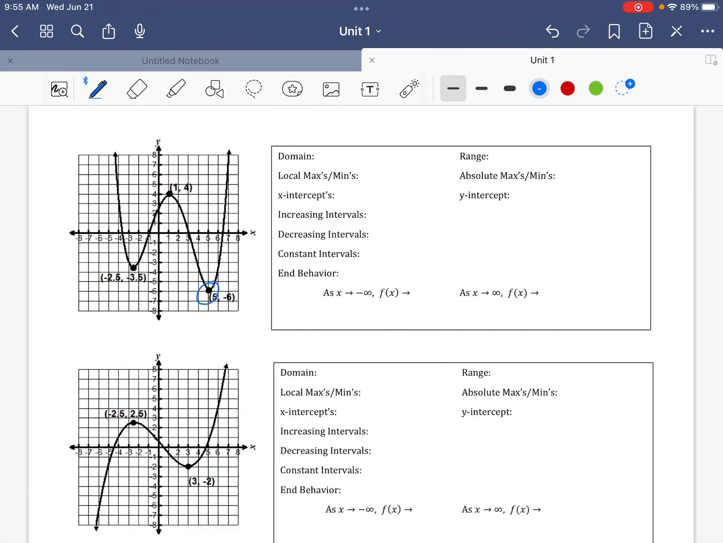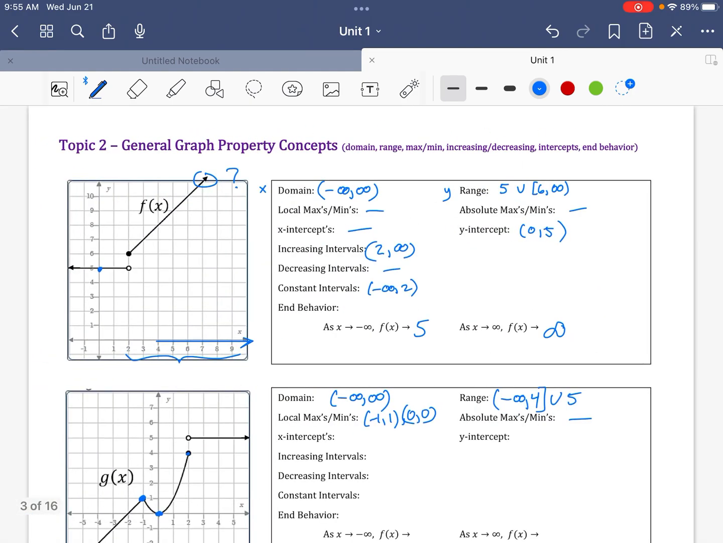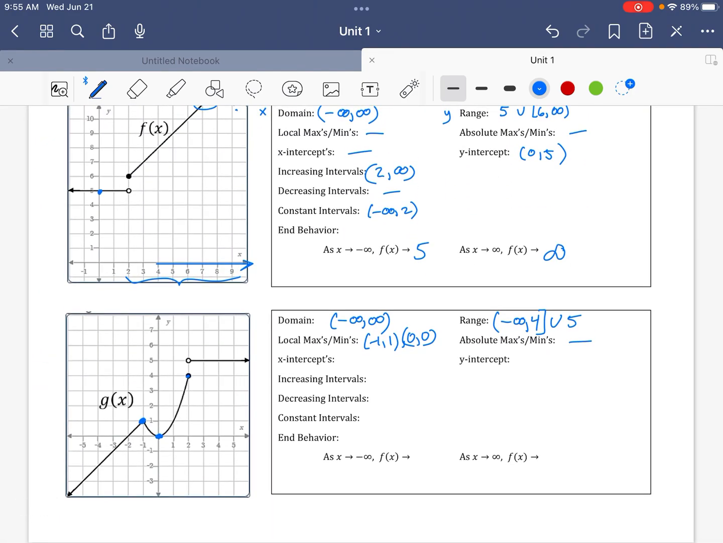This is an absolute minimum because it's the lowest point on the whole graph. This is a local minimum because it's not the lowest point, but it is like a low point in its own area. And this is a local maximum because this graph goes up forever, but around the other points in its area, this is the highest point in that area. Okay, so it's a little bit different with each graph.